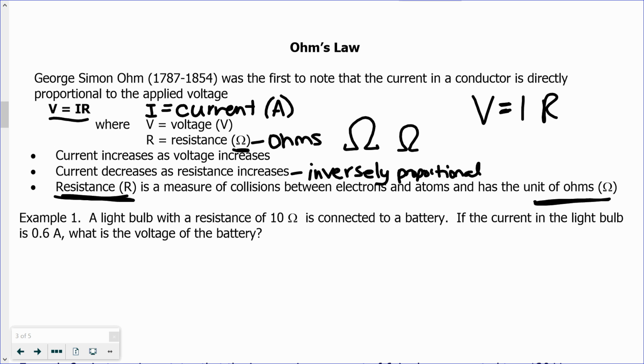So let's look at some of these questions. And again, this one's in your data booklet for sure. V equals I times R. Okay, we'll get to some of the other formulas when we get to the power stuff. We don't need that quite yet. So this is Ohm's law.